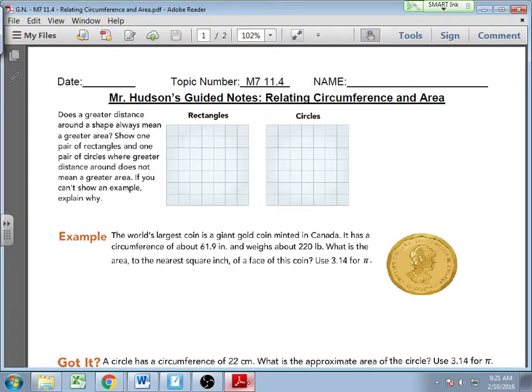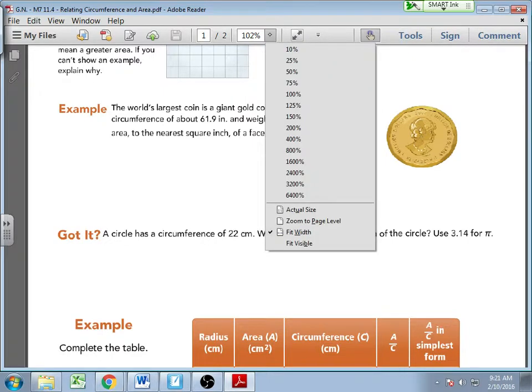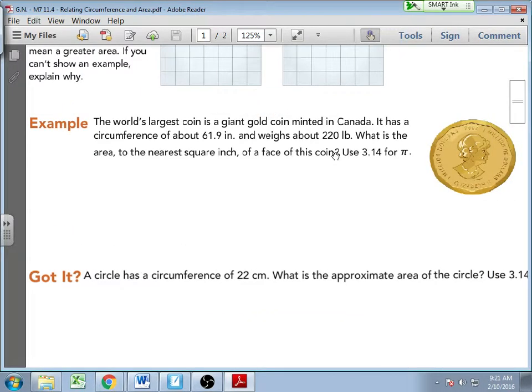So we've got a giant gold coin with a circumference of 61.9. If we're trying to find the area, let's start by writing down our area formula. Area equals pi times radius squared. That tells me I need the radius in order to find my area. Now, why is that kind of a pain here?